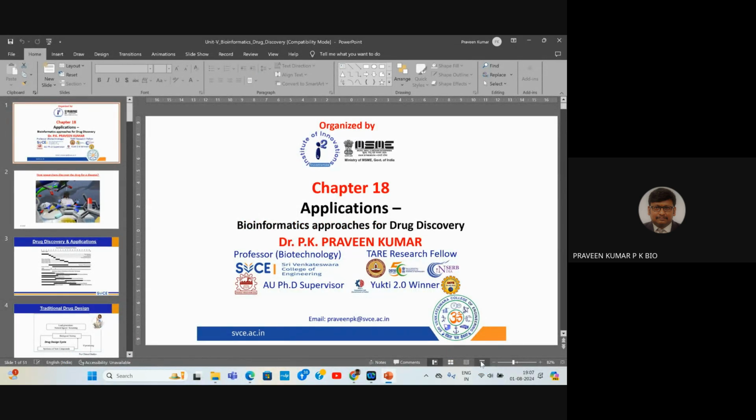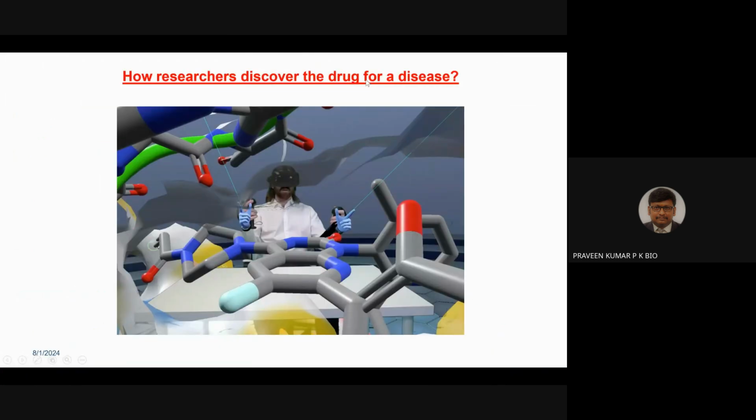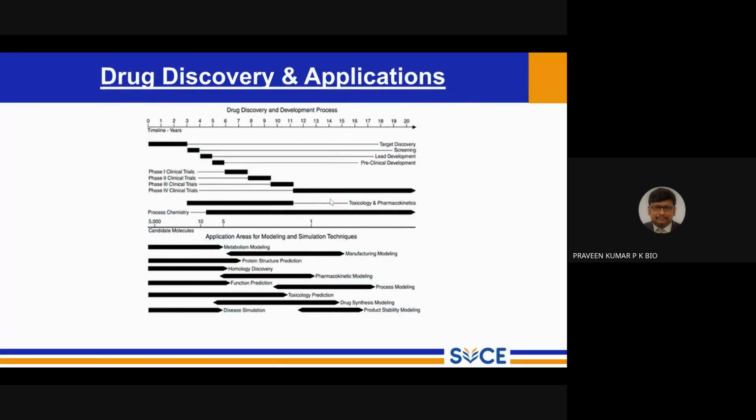Now, I start with this first. How do researchers discover a drug for a disease? Different scientists are working in different areas of engineering. How is this generally discovered, etc.? So for this, first we understand some drug discovery applications.